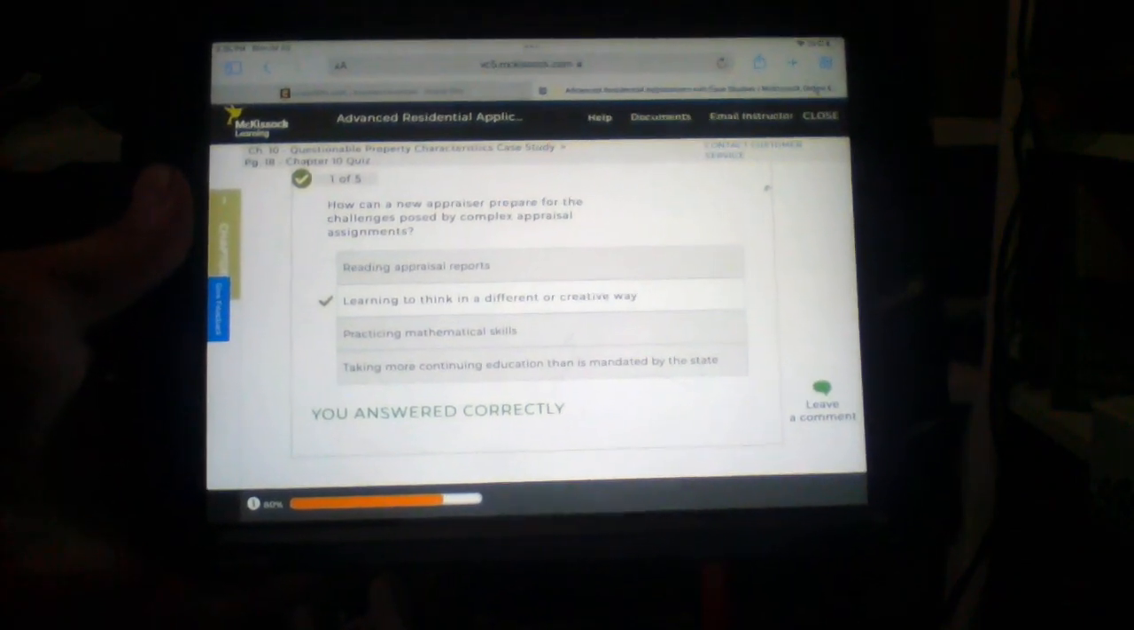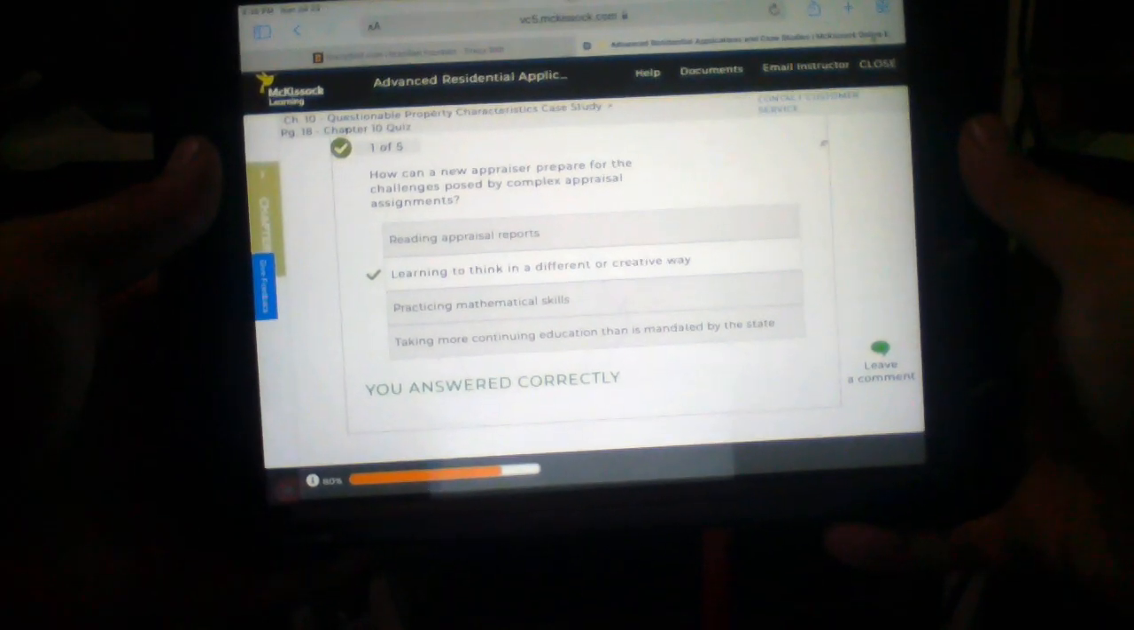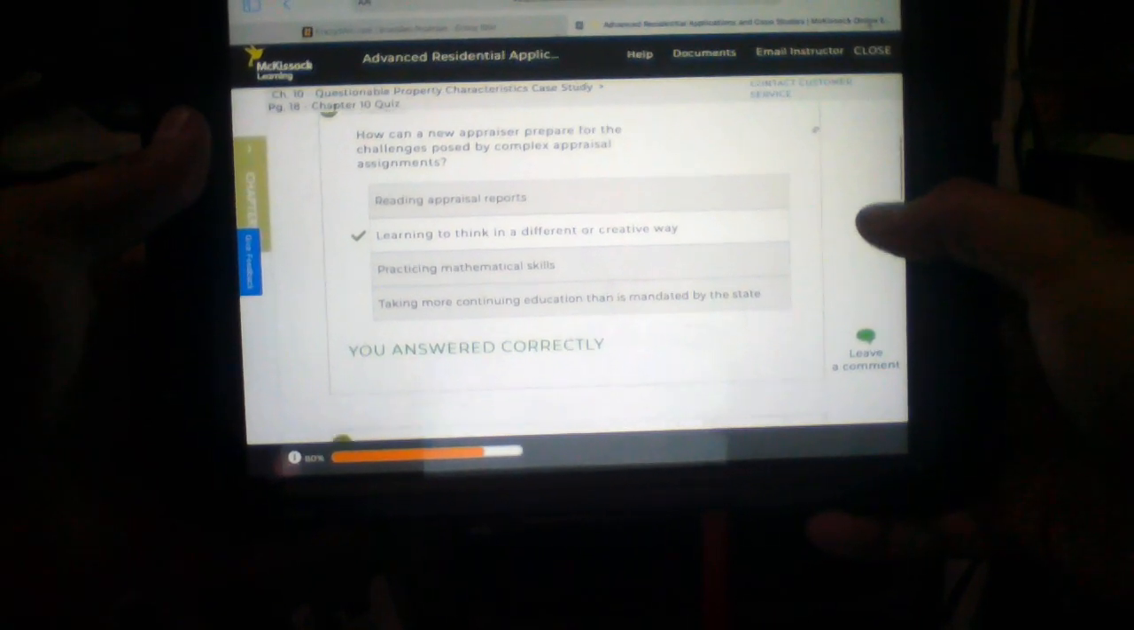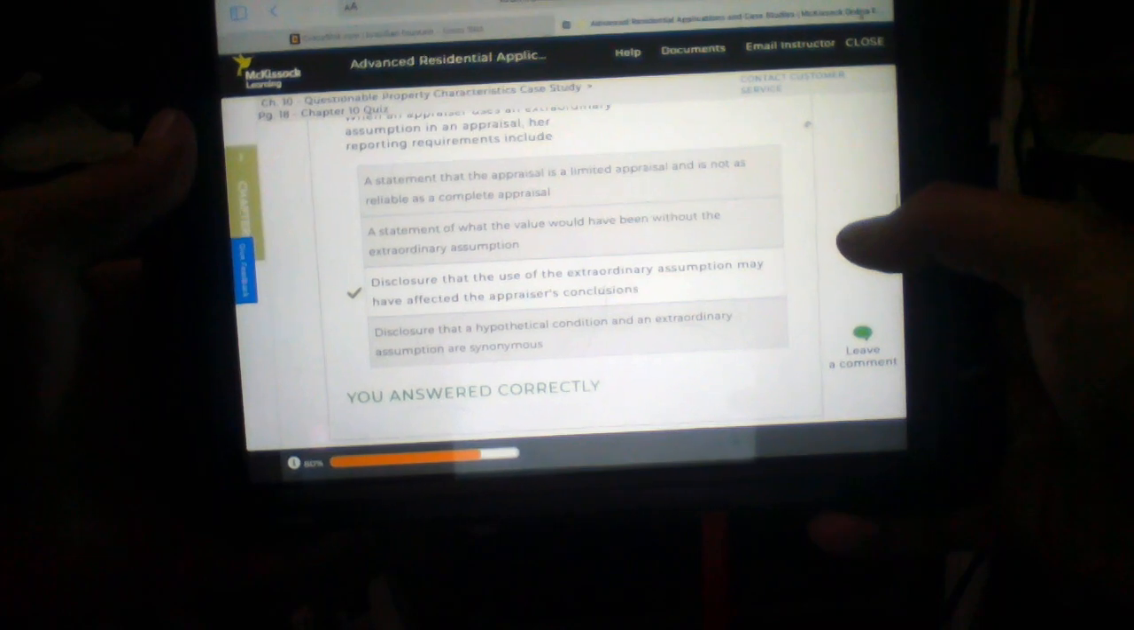Assessment completed, finish. You passed, you got 100%. Great job. So remember, number 1, how can a new appraiser prepare for challenges posed by complex appraisal assignments? You said learning to think in a different or creative way, and that was correct. Number 2, when an appraiser uses an extraordinary assumption in an appraisal, her reporting requirements include, you said, disclosure that the use of the extraordinary assumption may have affected the appraiser's conclusions, and that is correct.